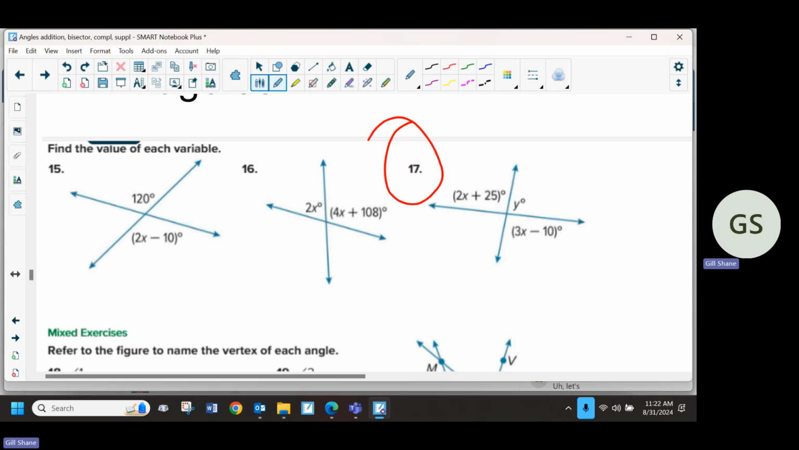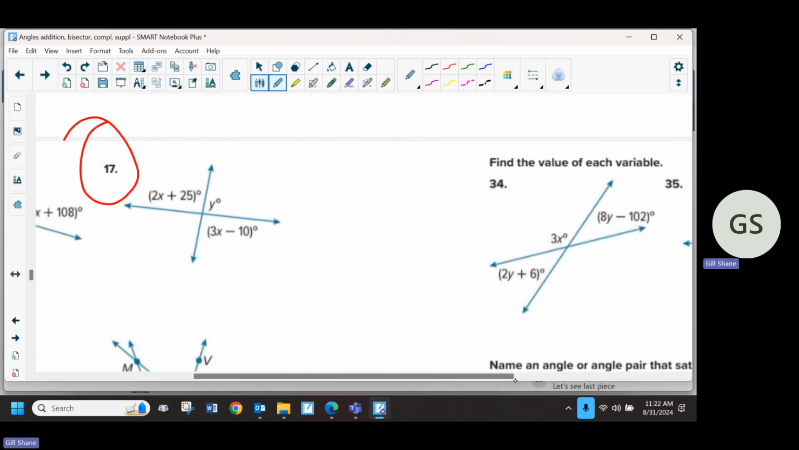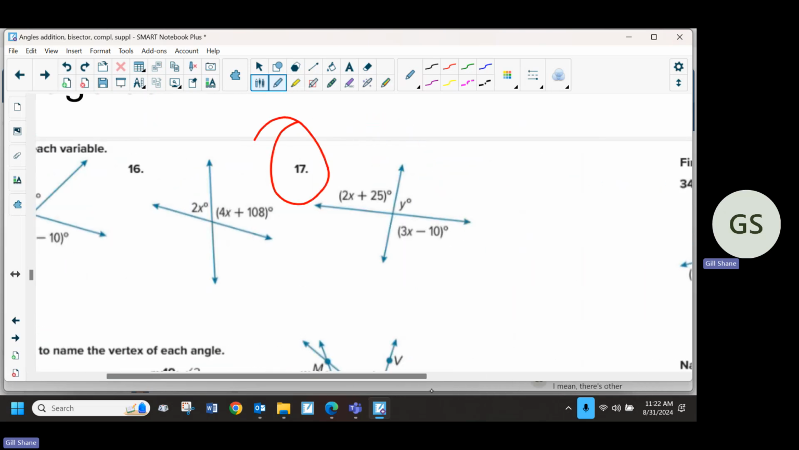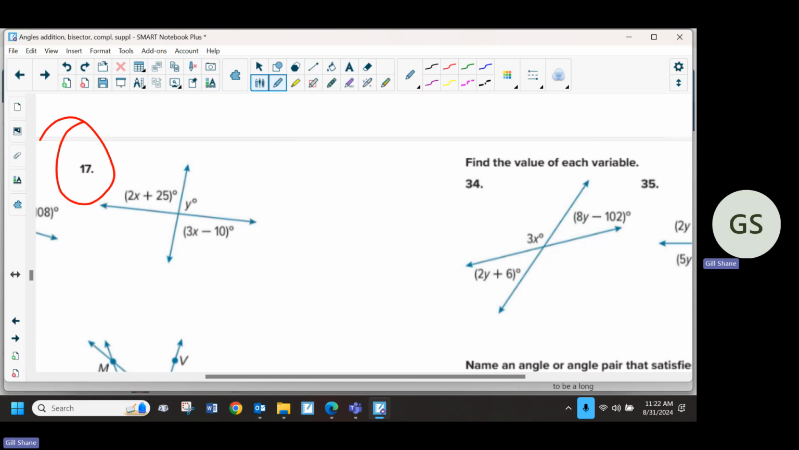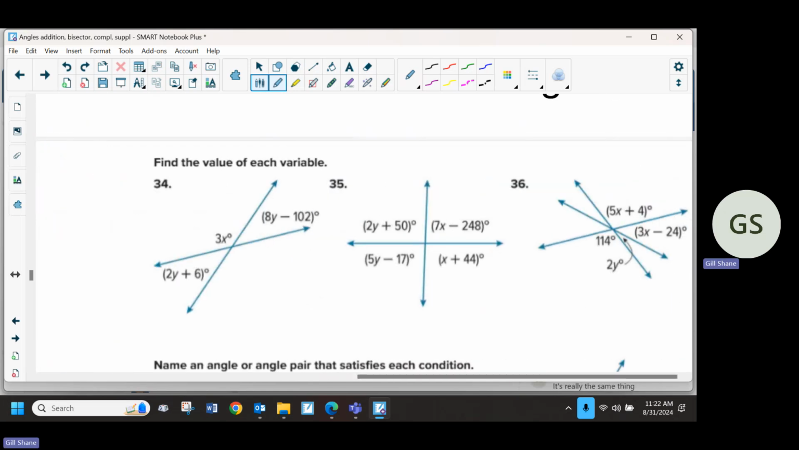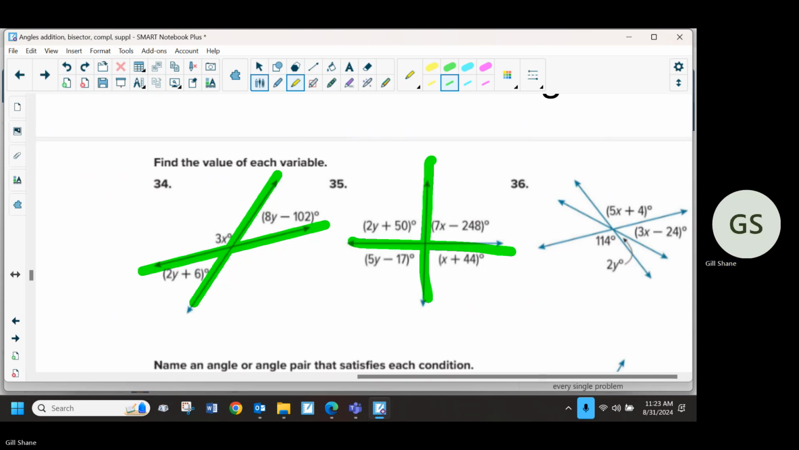Let's see. Last piece I think is over here. I mean, there's other problems assigned below, but this is getting to be a long video. It's really the same thing. I have 2 lines, so I don't even think I'm going to do any of these. If you want to see the answers in class, you can. I have 2 lines that cross in every single problem. So that means I have vertical angles. Oh, I have a bunch of them here.